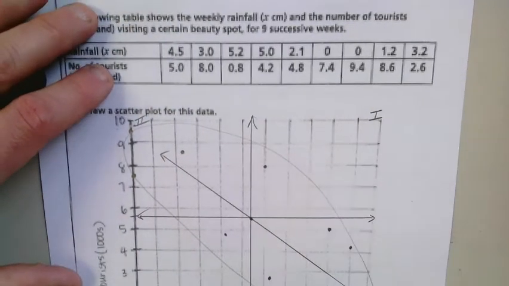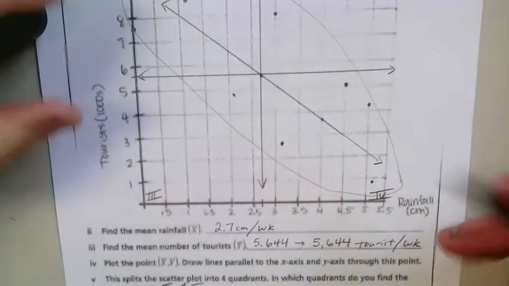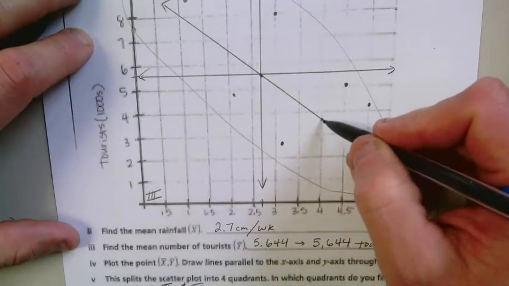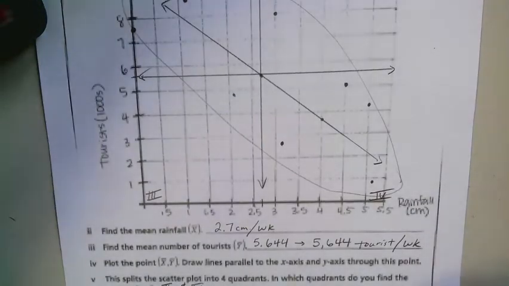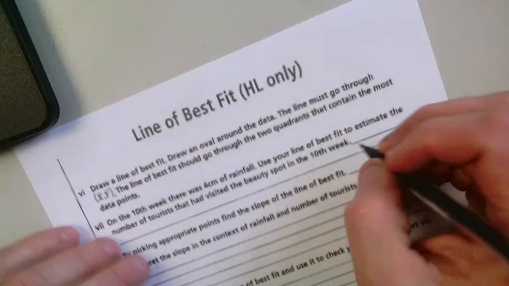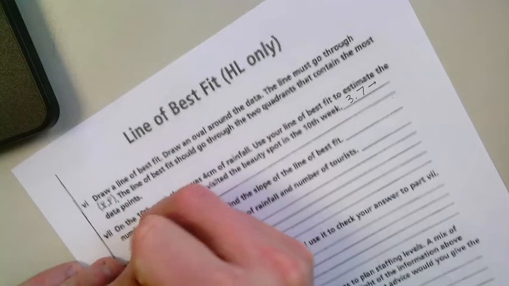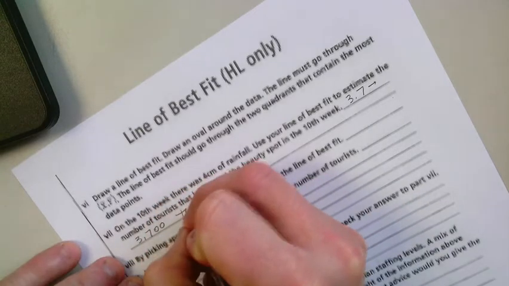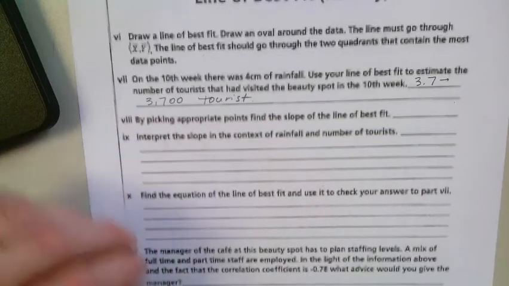So if I go here, 4 inches of rainfall, right? If I go up here at the line of best fit, we're looking at 3 point something. So I'm going to say like 3.7, which translates to 3,700 tourists. Okay, that would be my best estimate based on our graph.